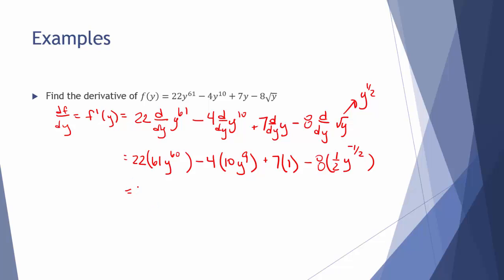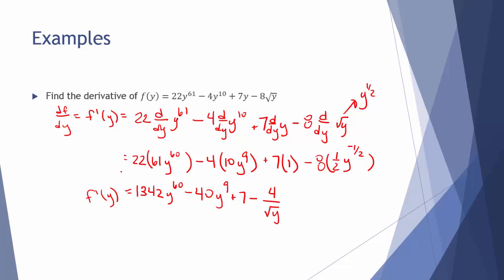22 times 61 is 1,342 y to the 60th minus 40 y to the 9th plus 7 minus, now we have 8 times 1/2, that's going to give me a 4, and then I have a y to the negative 1/2. To get rid of the negative in the exponent, I would move y to the 1/2 to the denominator, but y to the 1/2 is the square root of y. So this is the derivative of this function.